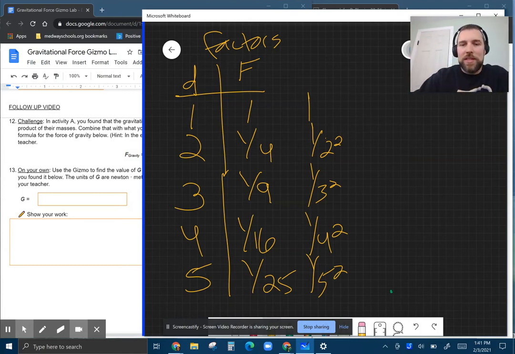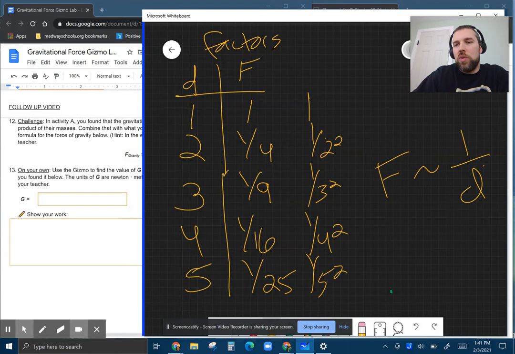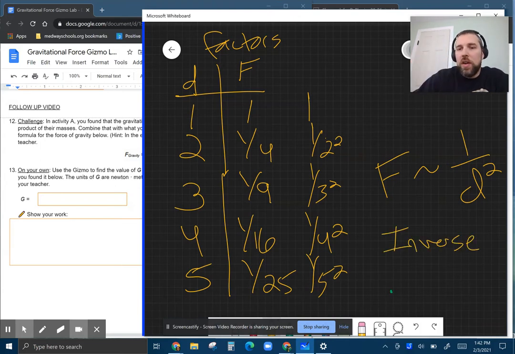But suffice it to say that force, gravitational force, I should say, is proportional to 1 over distance squared. 1 over the square of the distance. It's called an inverse square law. It's inverse because it's the reciprocal, like 1 over distance squared. Inverse square law.